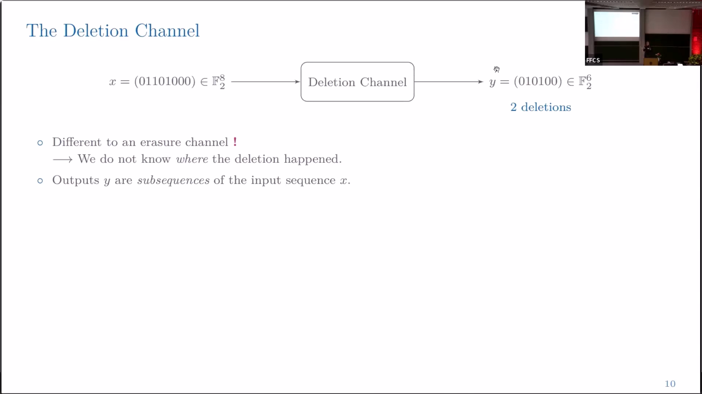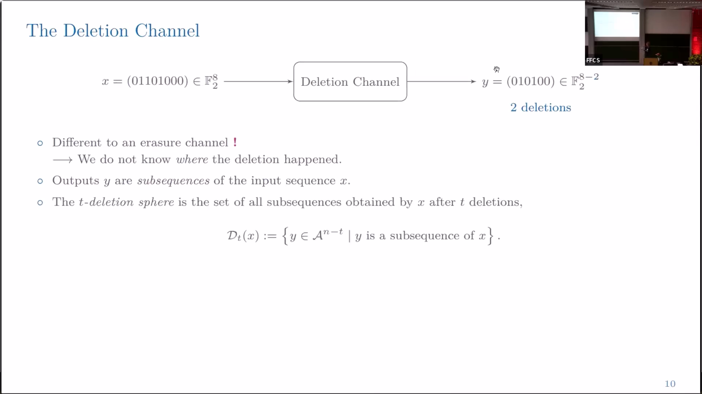Now, since we don't know the positions, we have to look at the whole picture. What are all the possible outputs? And we call this a T deletion sphere. If you think back to the image that I showed you before, we want to try to build these spheres around our X's to see how much they overlap and if they overlap. So the T deletion sphere would just be all the subsequences I get from X by deleting T positions. Let me do an example.